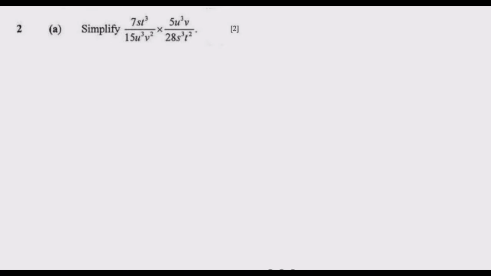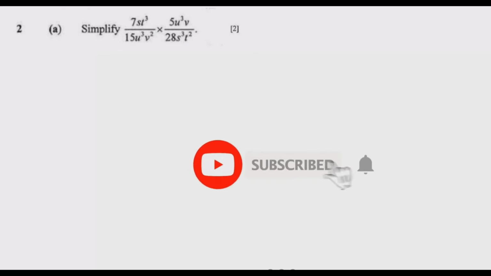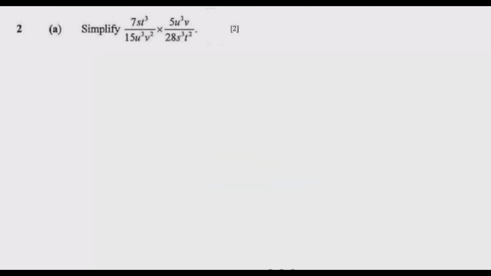So today we are looking at question 2A from the August 2018 mathematics paper 2, and the question reads: simplify 7st³ over 15u³v² multiplied by 5u³v divided by 28s³t².